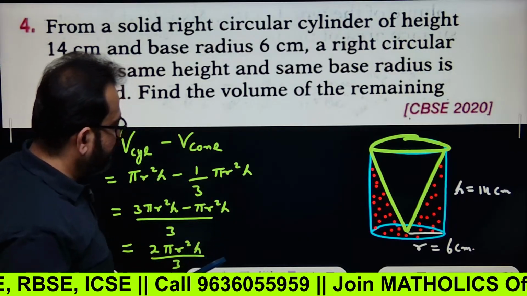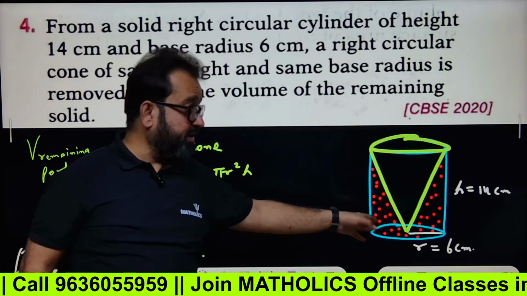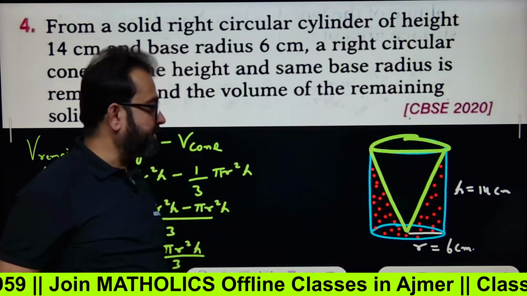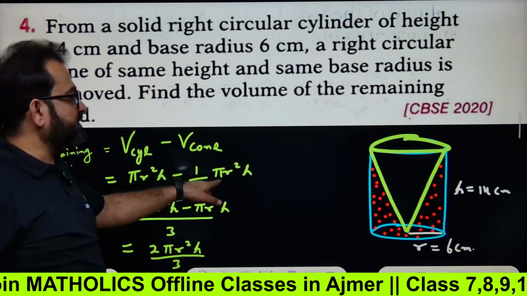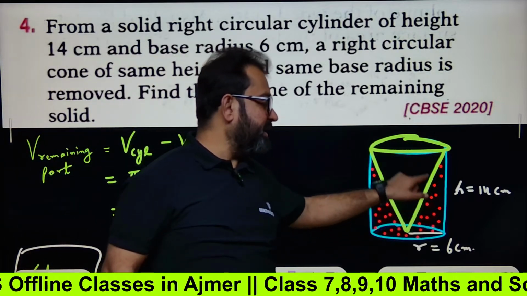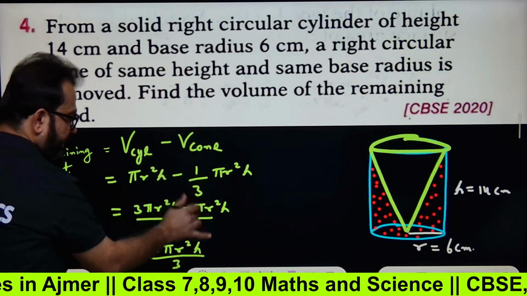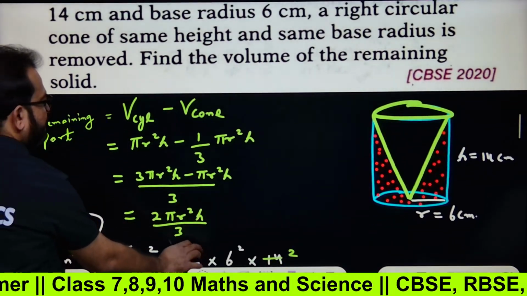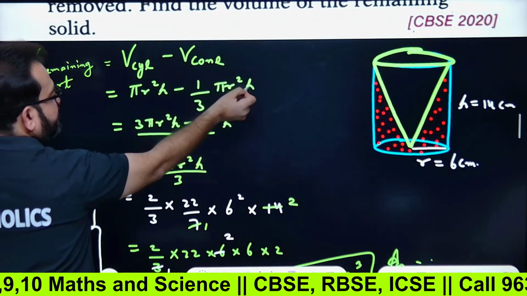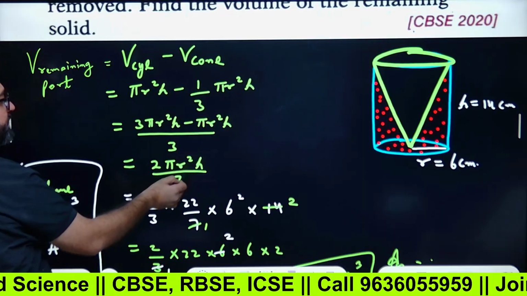So what is the volume of cylinder? Volume of cylinder is pi r square h. Cone is 1 by 3 pi r square h. Subtract them: pi r square h minus 1 by 3 pi r square h. Because height and radius are the same, we have written them together. If you take the LCM as 3, what will we get? 3 pi r square h minus pi r square h. So what is 3 minus 1? 2. So 2 pi r square h by 3.